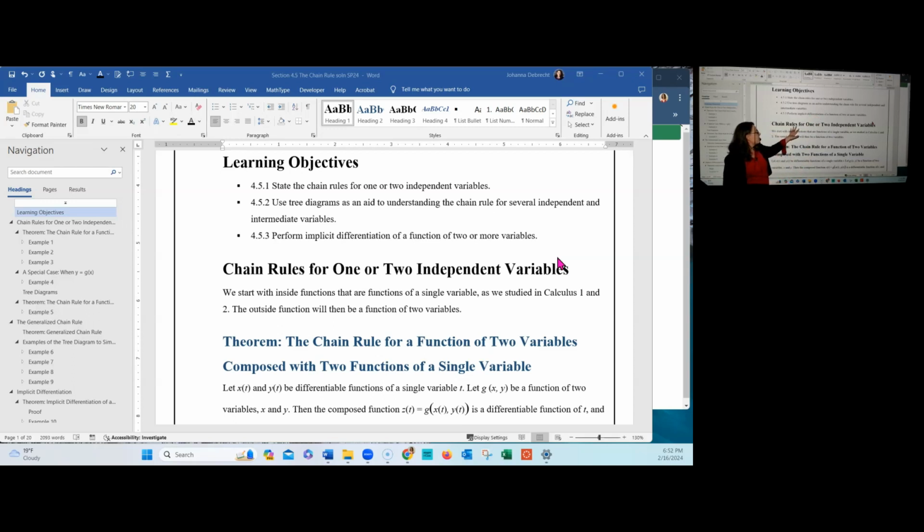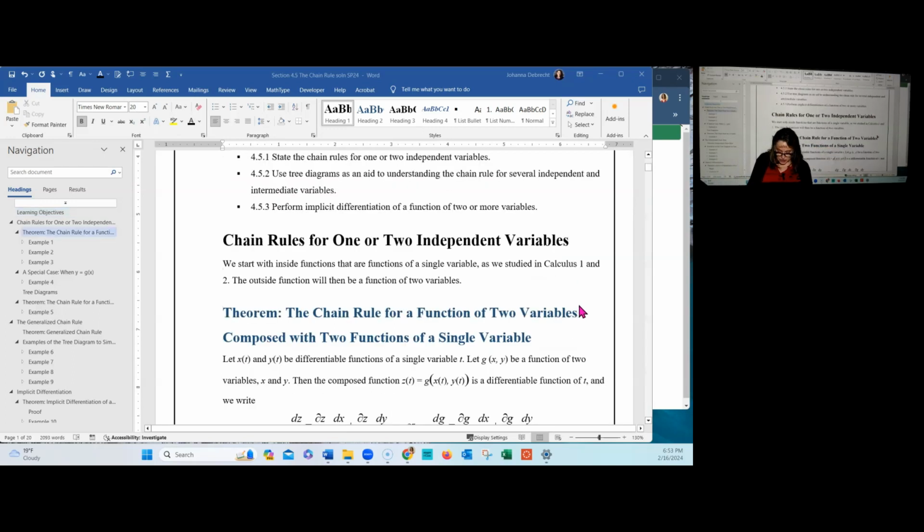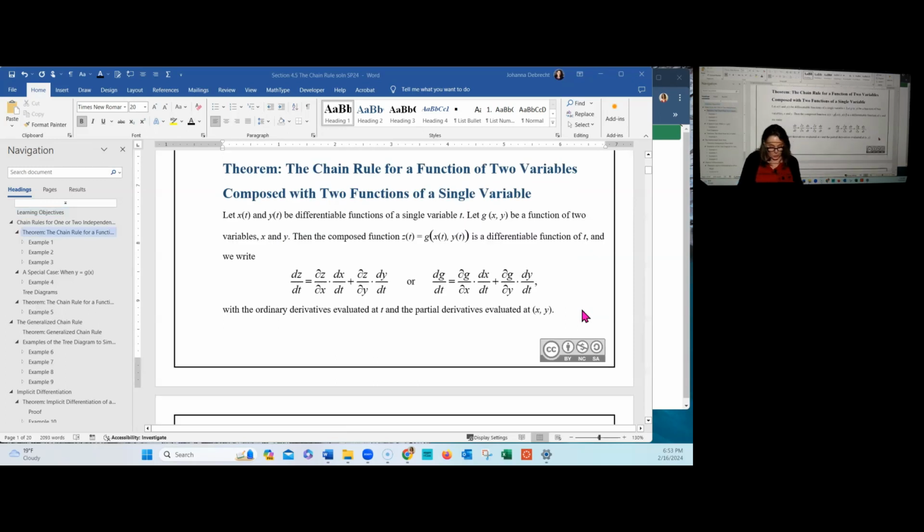We want to start with the chain rules for one or two independent variables. In this case, we're going to start with a function of two variables composed with two functions of a single variable. We're going to allow g to be a function of both x and y, but we're going to allow its independent variables, x and y, to themselves be functions of another variable called t. Ultimately, this makes g also a function of t. The chain rule in this case looks like the following.